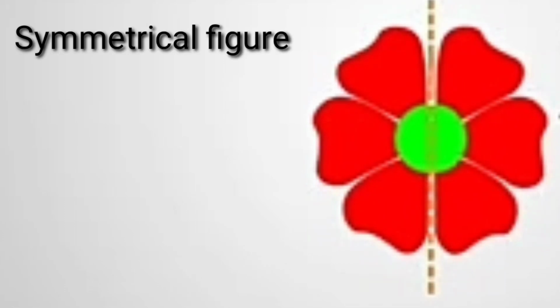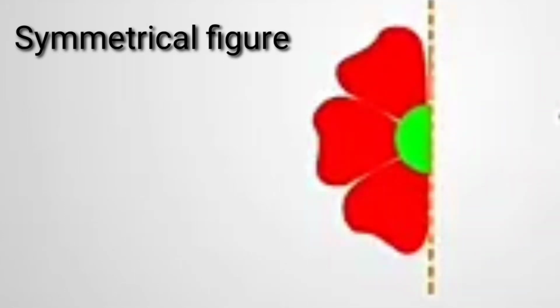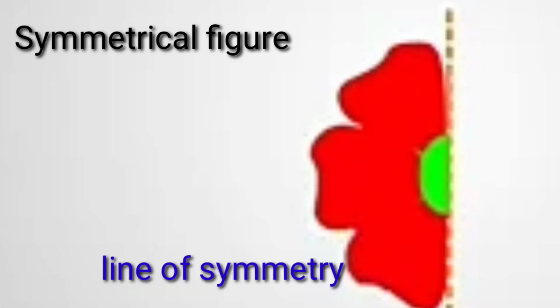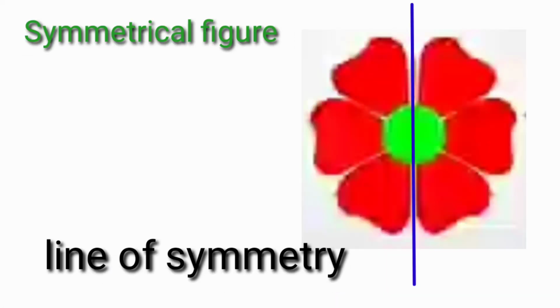Okay, let us move on to the first topic, symmetry. Children, look at this flower. Now let us draw a line that divides the flower into two parts that are exactly the same. Such a figure is symmetrical. A line that divides a symmetrical figure into two parts that are exactly the same is called the line of symmetry. Children, one half of this flower completely covers the other half.